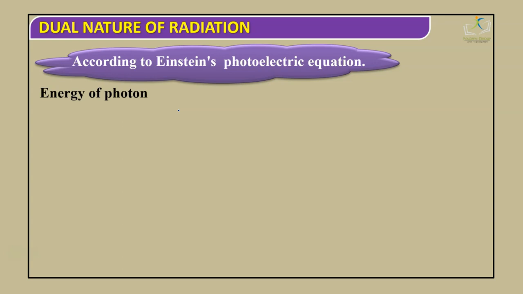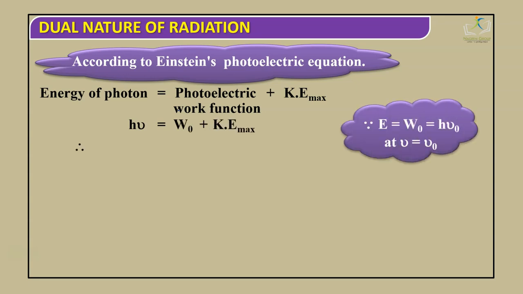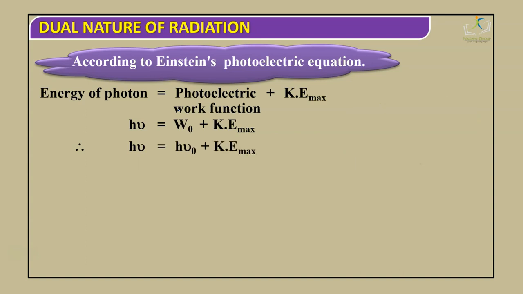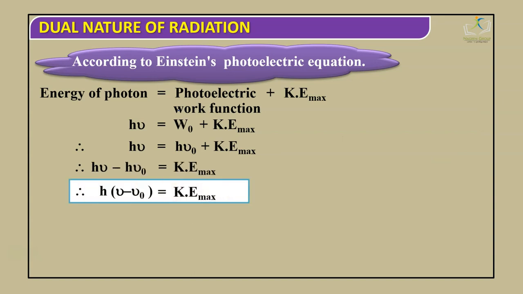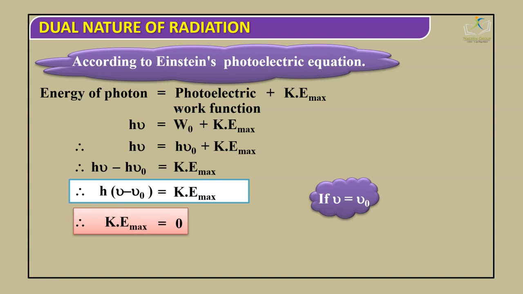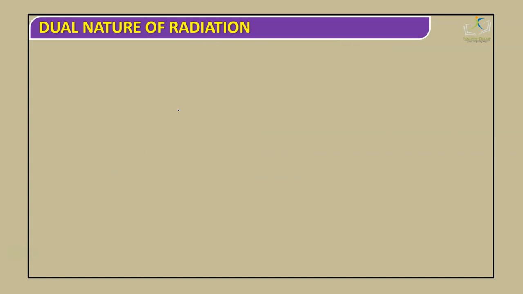According to Einstein's photoelectric equation, energy of photon is equal to photoelectric work function plus kinetic energy maximum, which is hν equals work function W0 plus kinetic energy maximum. And it gives hν0 plus kinetic energy maximum. So hν minus hν0 is equal to kinetic energy maximum, and kinetic energy maximum is h(ν minus ν0). If ν is equal to ν0, kinetic energy is equal to 0.